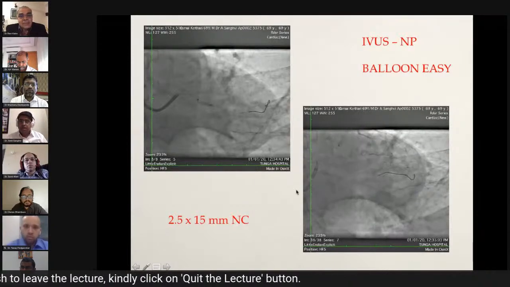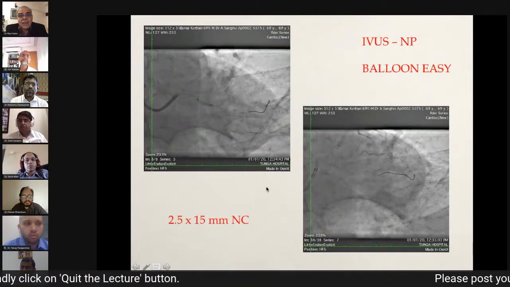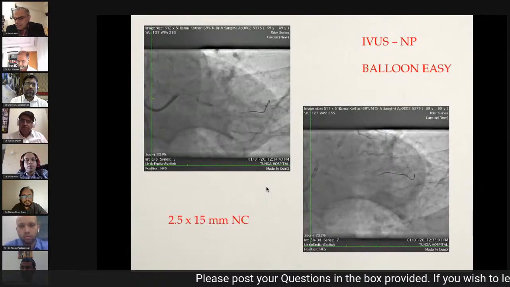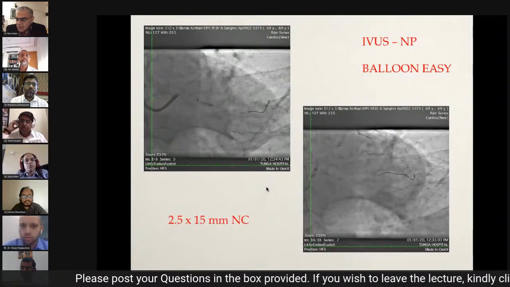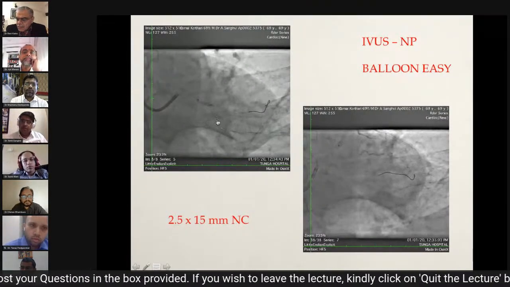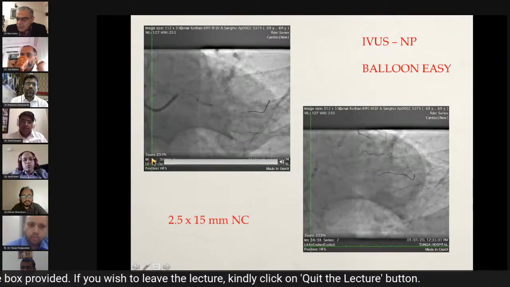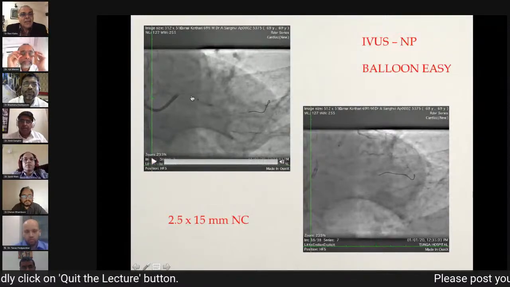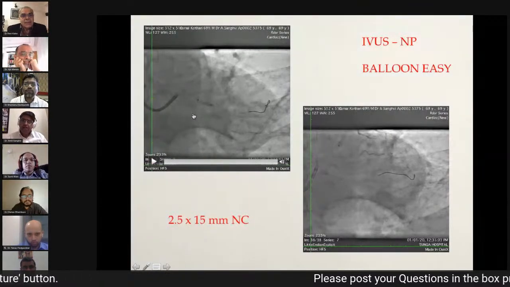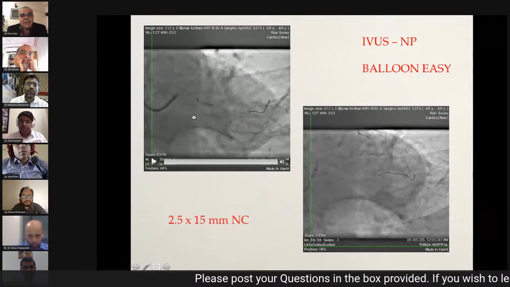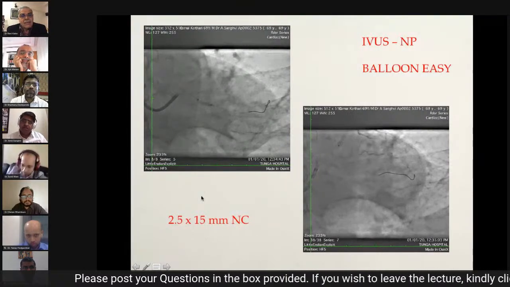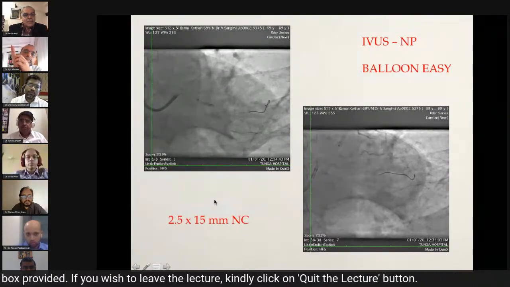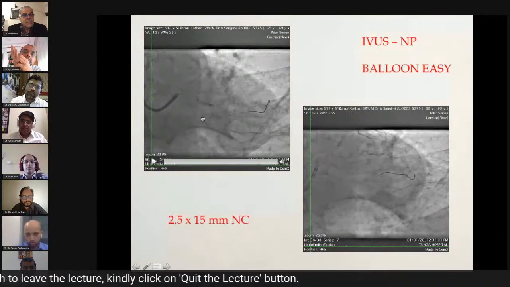Now the problem is in the circumflex artery, we tried to pass an IVUS catheter, but it would not pass. Unfortunately, we had the older IVUS catheter from Volcano, the 40 megahertz one, which was quite bulky. It would just not negotiate the proximal bend here. Try what we may, we just couldn't cross with the IVUS. So we thought, let us try passing a balloon. The 2.5 by 15 non-compliant balloon passed quite easily, and you can see there's hardly any waist here.